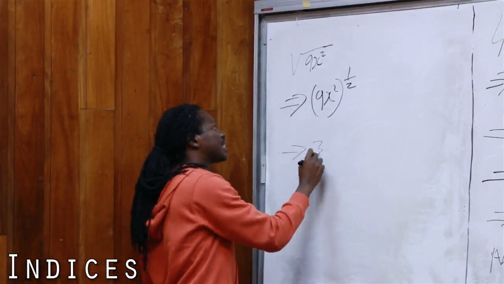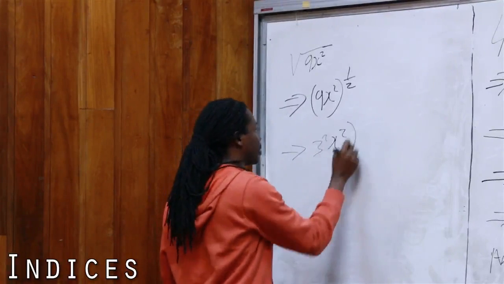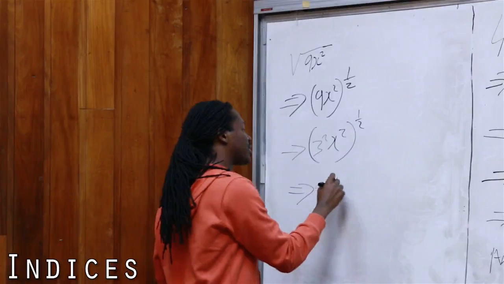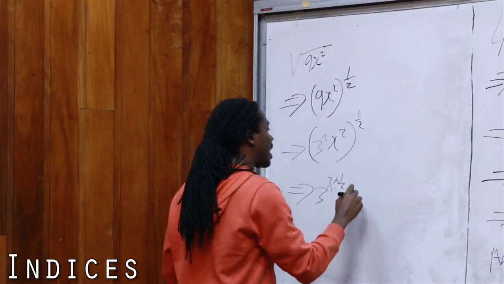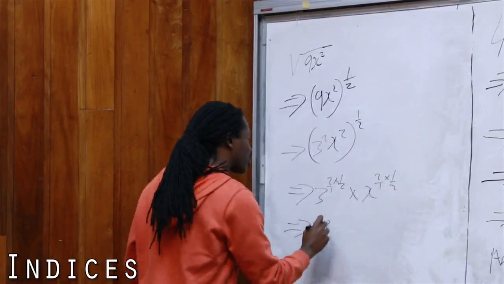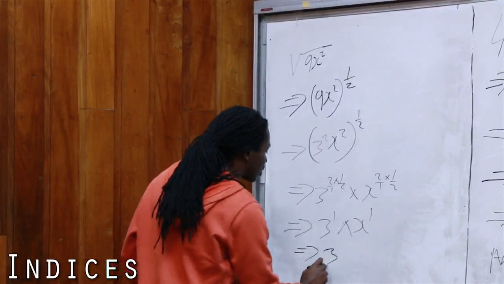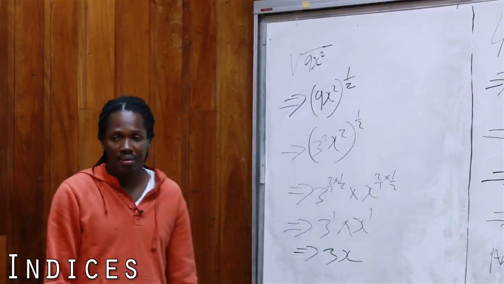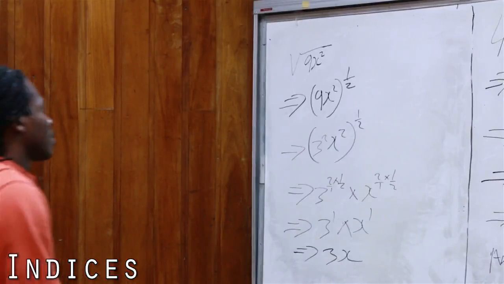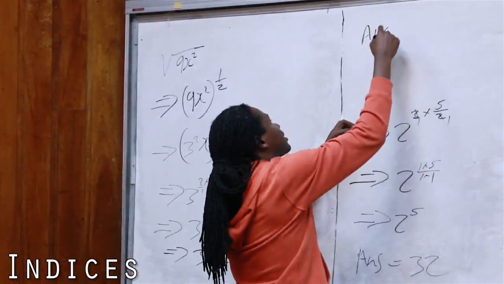This implies that it is 3 squared times x squared, all raised to the half. Which implies 3 squared times half, times x squared times half. Which implies 3 to the 1 times x to the 1. Which implies 3x. Answer equals 3x.